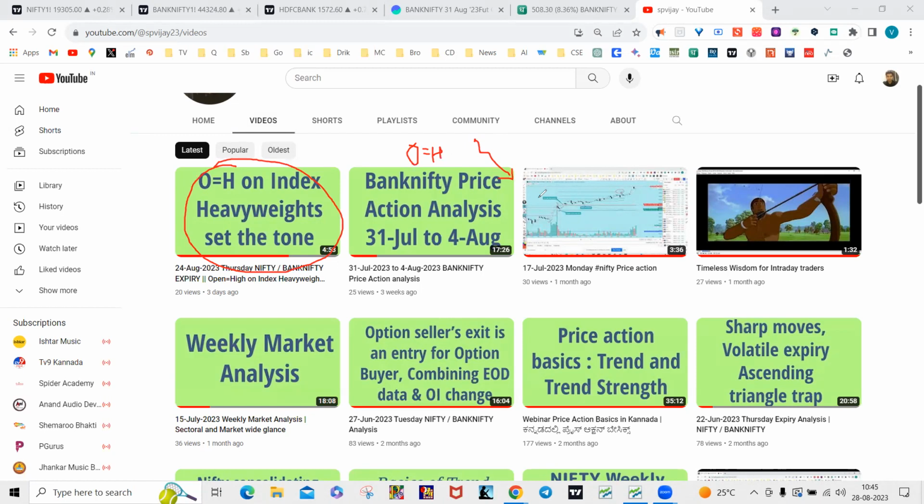So using the concept of open is equal to low, how can we get a sentiment, and how can we take a trade and finish our day? So this will be the objective of today's quick explanation.